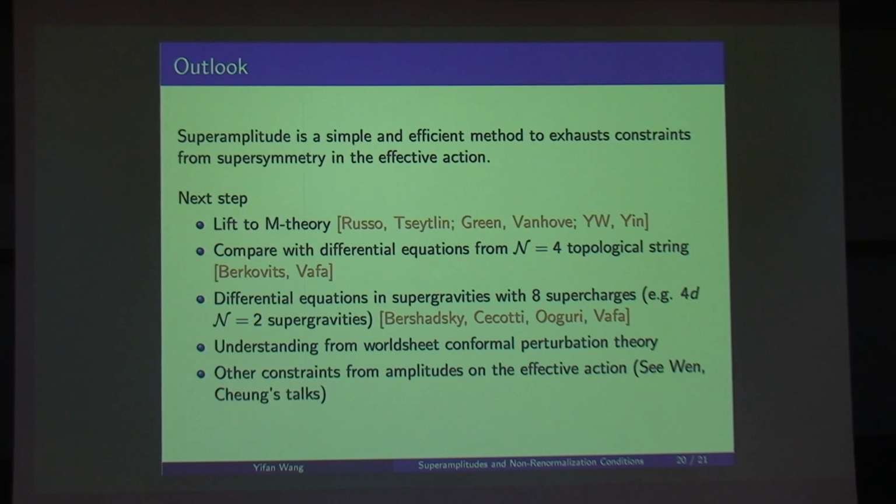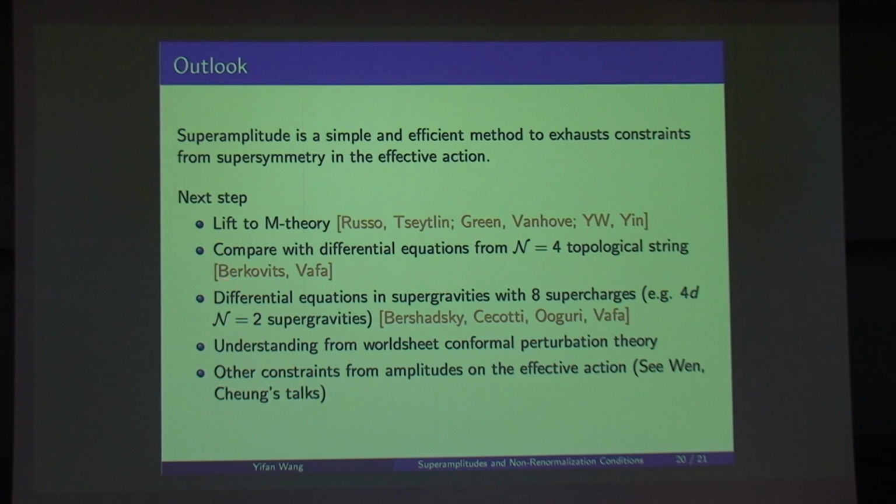For example, we can consider lifting many of the supervertices constructions to 11-dimensional supergravity, to M theory, and derive some supersymmetric constraints on higher-derivative terms there, following the work of Russo, Tseytlin and Green, Gutperle, and also my work with Ying. And it's also useful to compare the differential equation we obtained here with the ones that occurred in the work of Berkovits and Mafra.